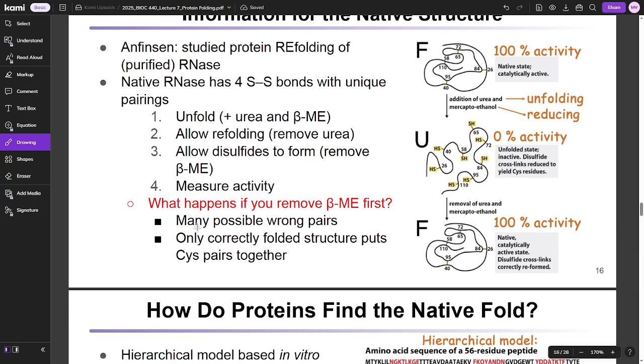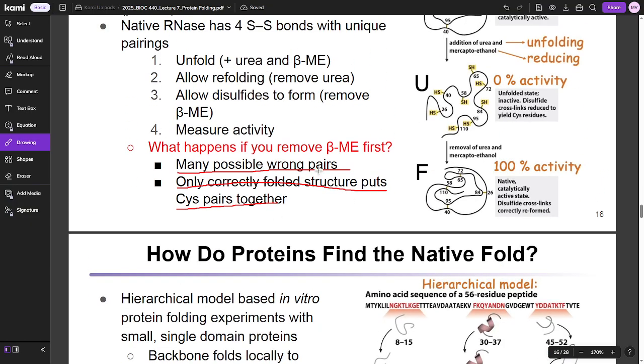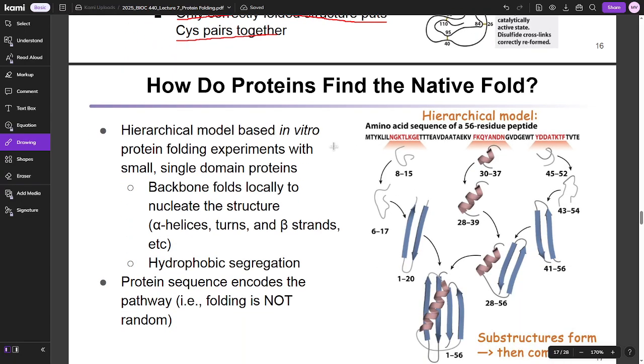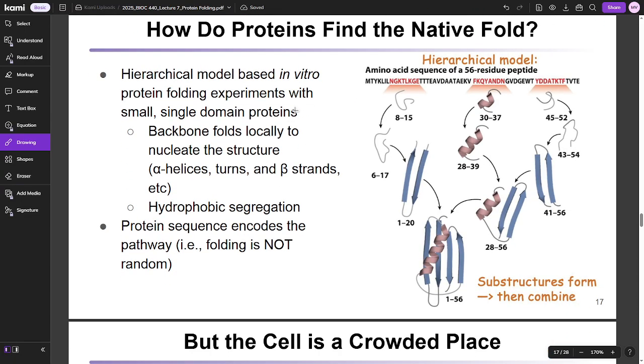And then, like I said here, there are many possible wrong pairs of cysteines, right? Only the correctly folded structure puts cysteine pairs together, right? So you must remove the denaturant, SDS, or urea in this case, before oxidizing and removing the beta mercaptoethanol. This is kind of just talking about what I talked about before.